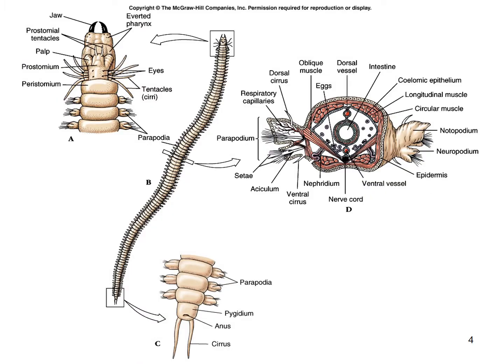Here are some diagrams showing you various parts of their anatomy, their head end, their rear end, and then a cross section through their center. And you can see how the parapodia are paired because there are two per segment, as you can see in the cross section there.